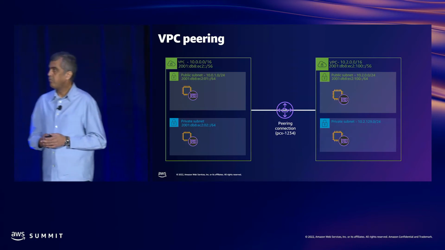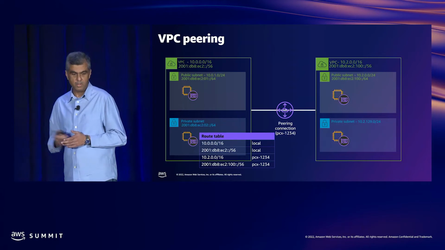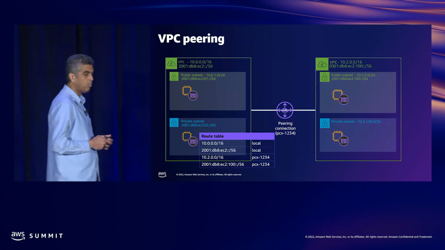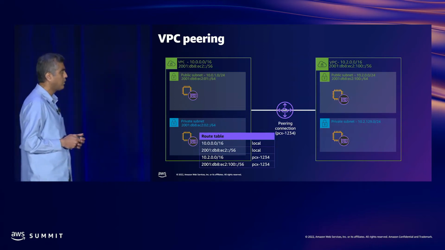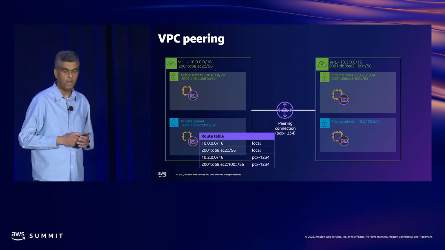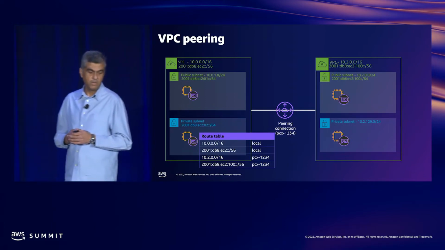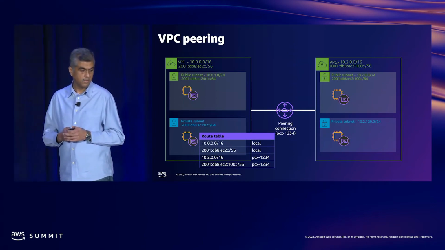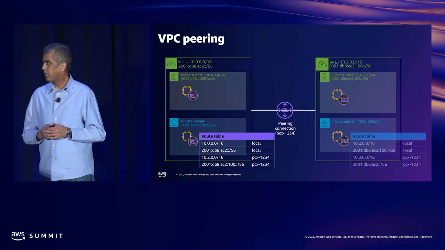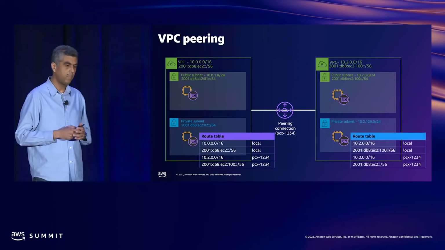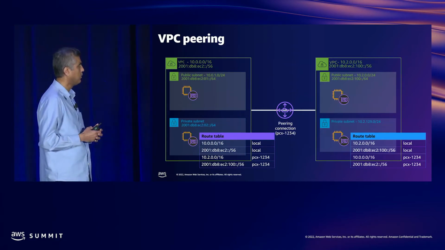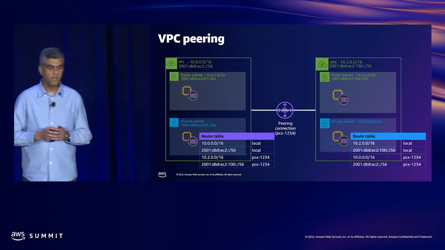After that, you also have to set up your subnet route table, just like we did for the internet gateway and the other connectivity, where you point your route to the other side so that the resources in your private subnets know how to reach the other side. In this case, you see 10.2.0.0/16 points to the peering connection. Similarly, on the right-hand side route table, you point to the peering connection so that the resource knows how to reach the other side in the VPC.